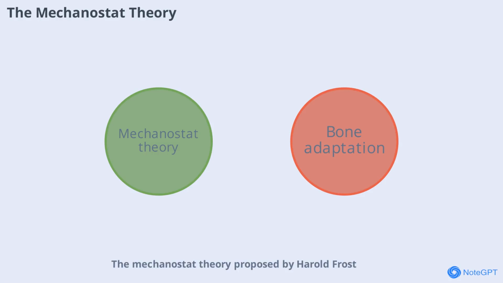Mechanostat theory, proposed by Harold Frost, builds on Wolff's law by emphasizing strain as the key driver of bone adaptation. According to this model, bone is maintained within a physiological range of strain. If strain falls below this range, bone is lost. If it exceeds the range, bone is formed. This self-regulating system ensures that bone mass and architecture are optimized for mechanical demands.